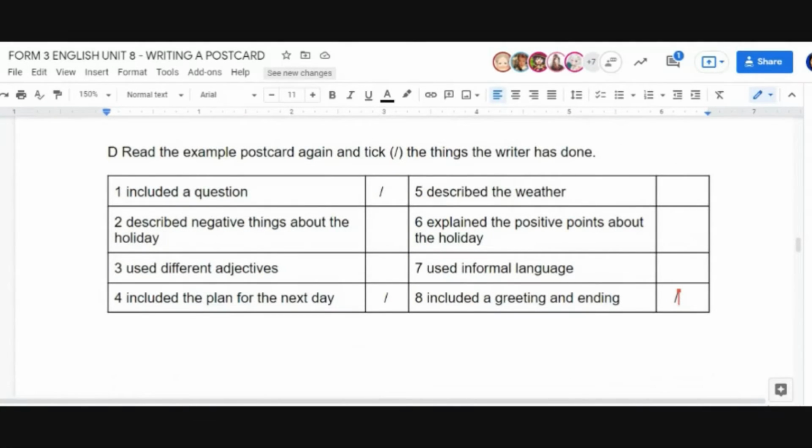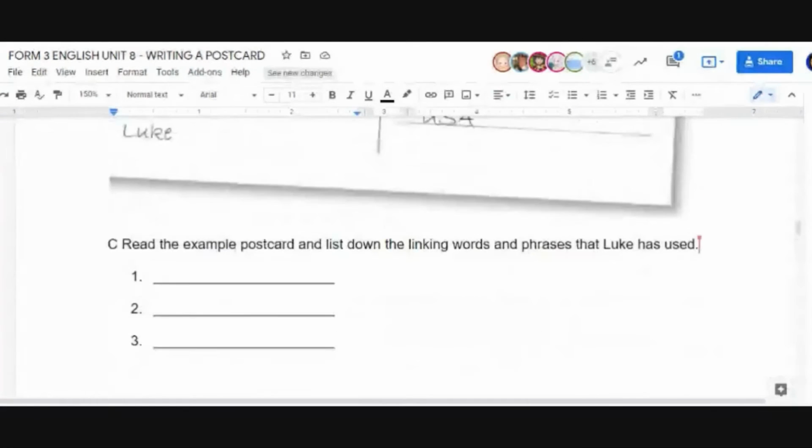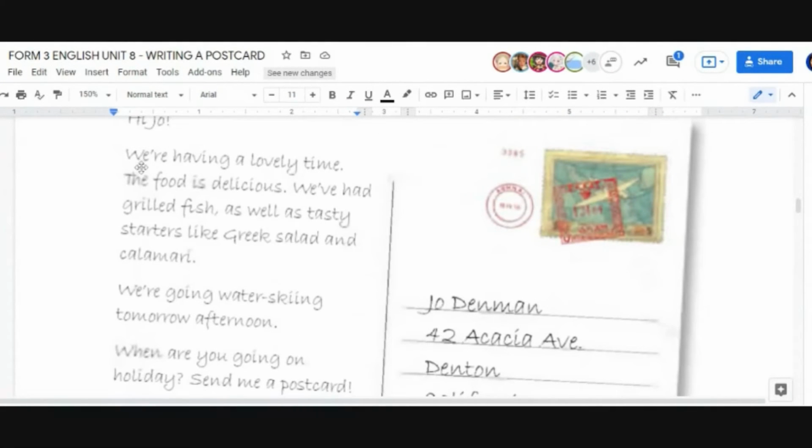Okay, number two, describe negative things about the holiday. He didn't do that, obviously, right? Okay, use different adjectives. What about this one? Did he use different adjectives? Do you all know what is adjective? Let's look at the example postcard again. What are the adjectives he used? We're having a lovely time. Is there any adjective in this sentence? What is the adjective in this sentence? Lovely. Yes, correct. What about the next sentence? The food is delicious. Is there any adjective? What is the adjective? Delicious.